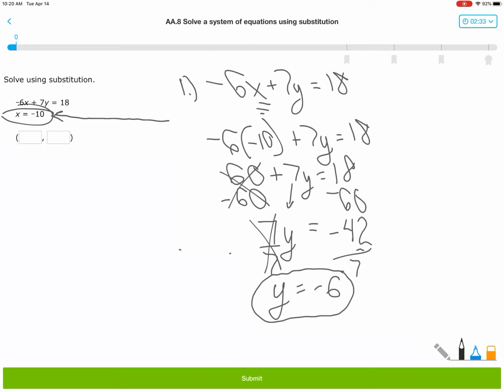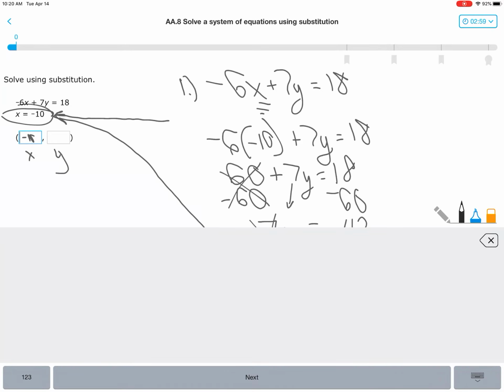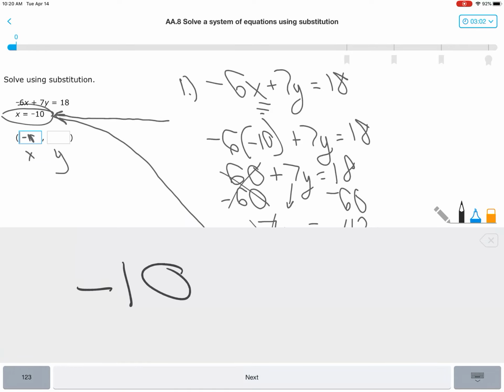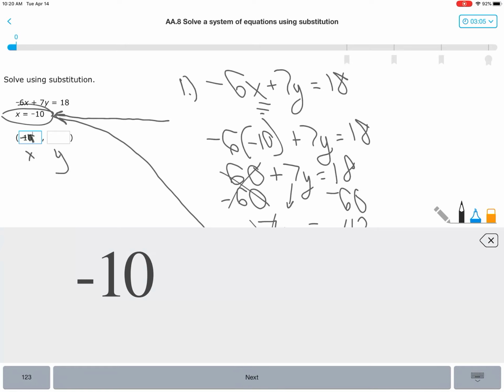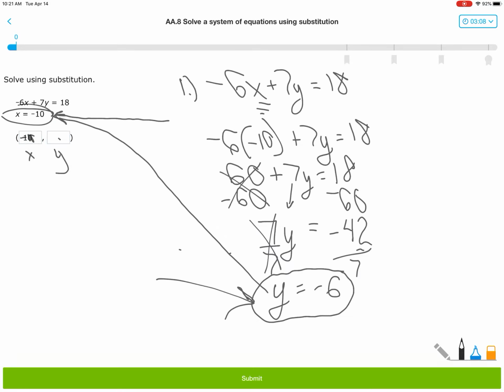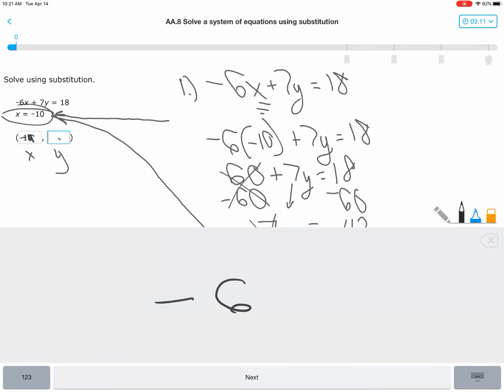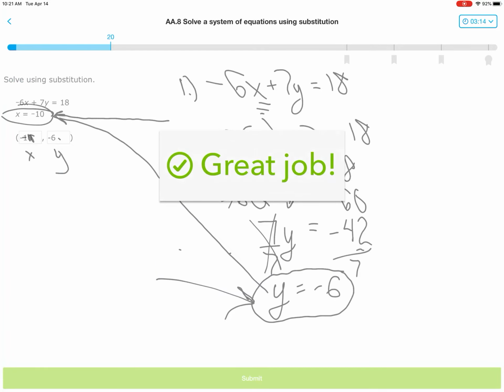Now this one's a little simpler because after I did step 1, here's my answer. Step 2 says to put that back into my answer from step 1, but it already just says x equals negative 10. There's no y in it. So I'm done already. And like I told you before, to answer these, make sure you get your variables in the correct order. Negative 10. And what was y? Negative 6. Whew, got it right.